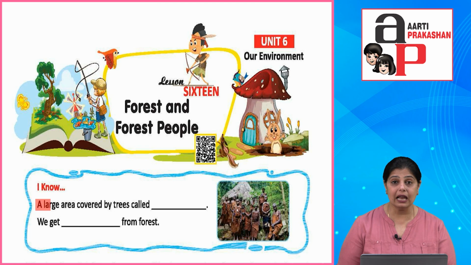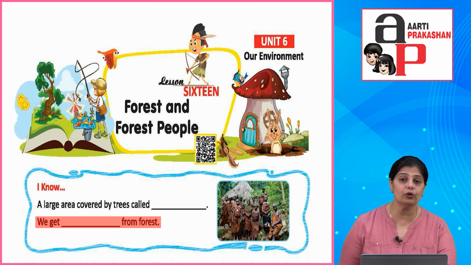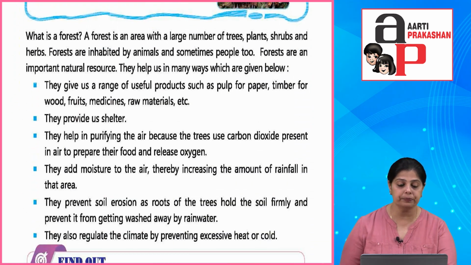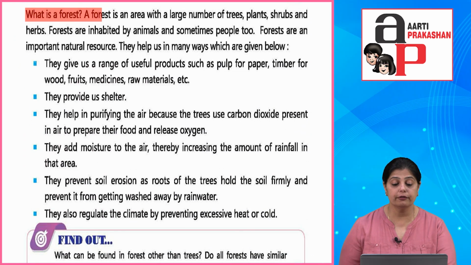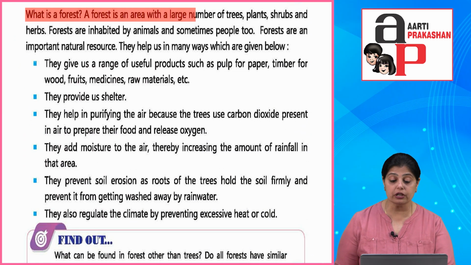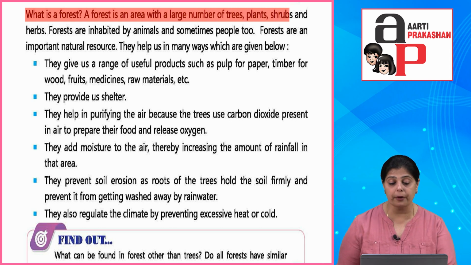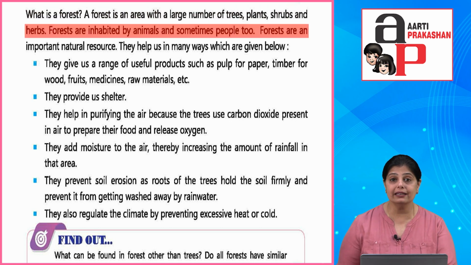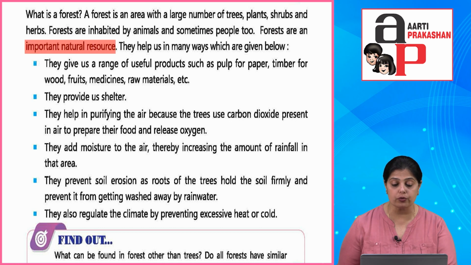So I know a large area covered by trees is called dash, and we get dash from forest. So you have to tell us what all we get from forest and what that area is called which is full of trees over a large area. So what is a forest? A forest is an area with a large number of trees, plants, shrubs and herbs. Forests are inhabited by animals and sometimes people too. Forests are an important natural resource. They help us in many ways which are given below.